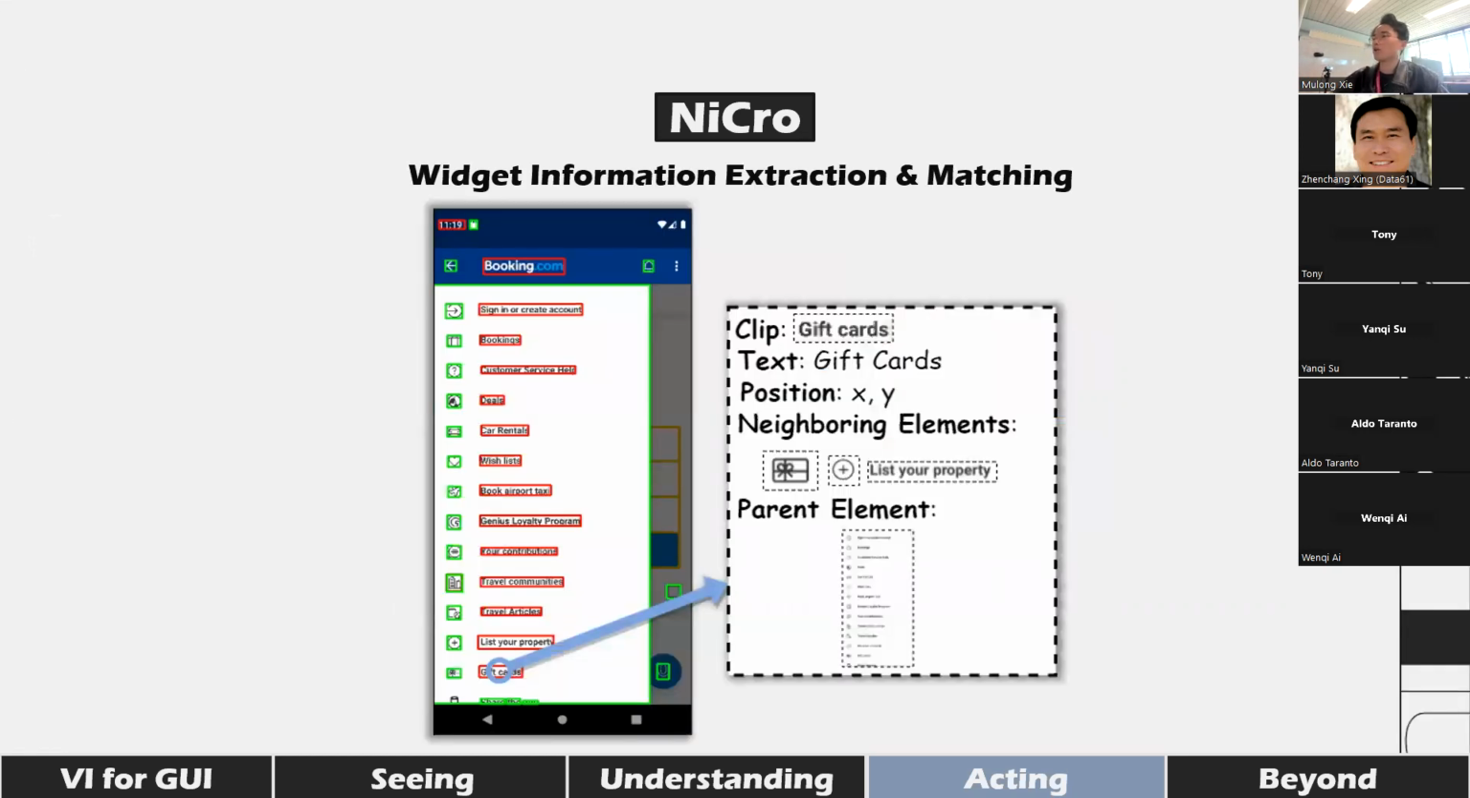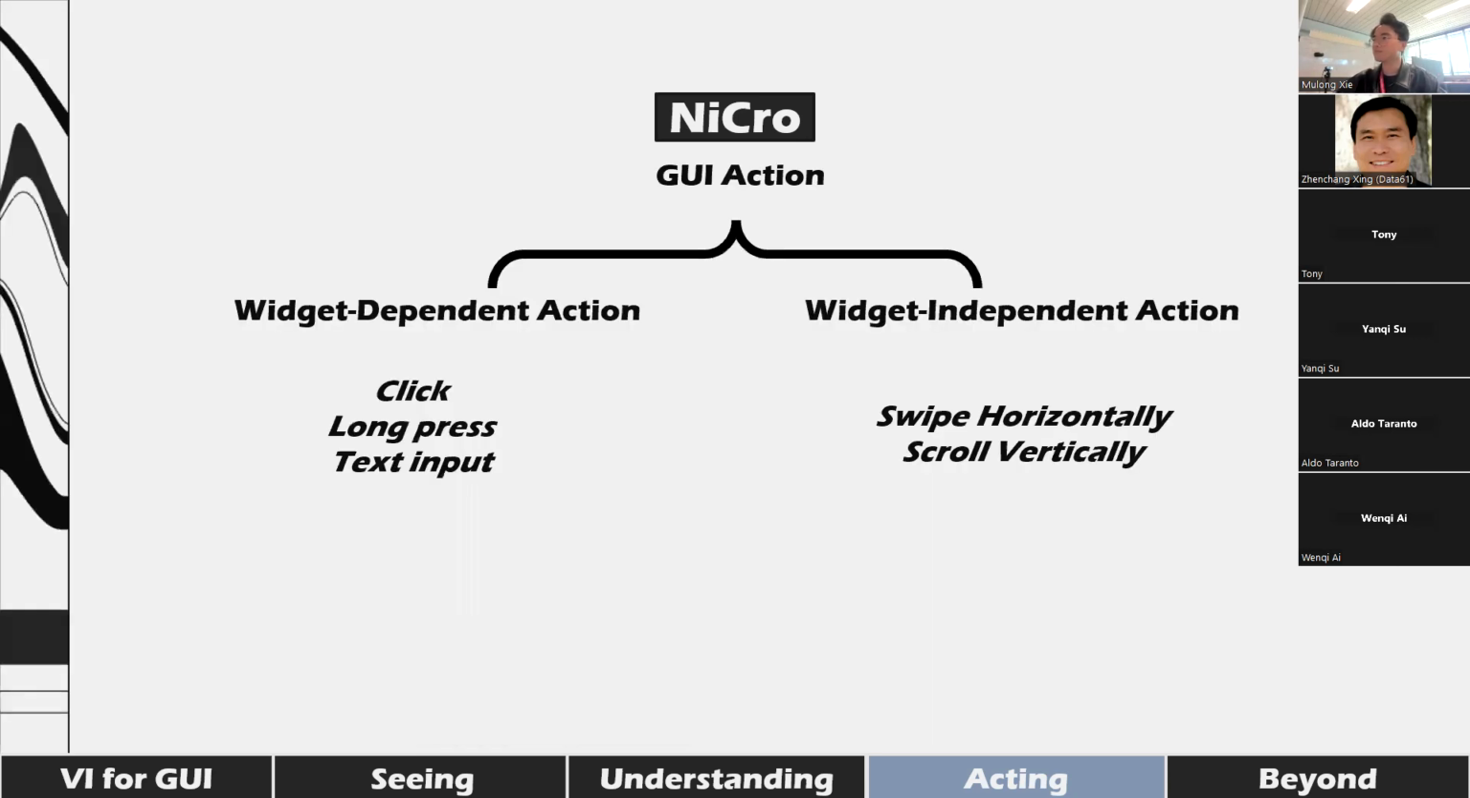So we use a multimodal information representation to represent the elements. We have its clips here, the image clips here, and we also have the texture content, and we also have its position, and besides, we also have its neighboring elements. So like what element is next to it, and we also have its parent element if there is any.